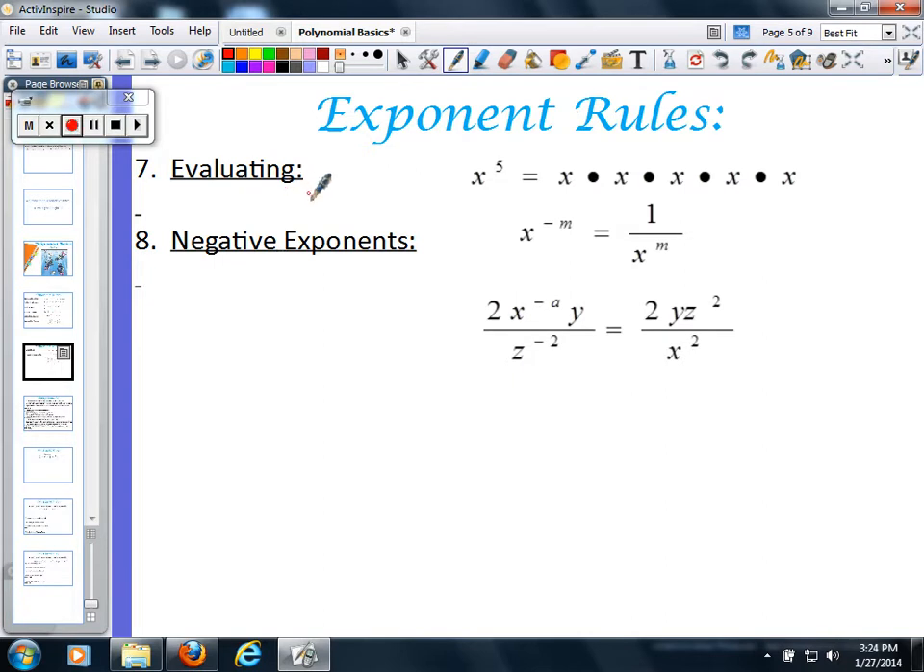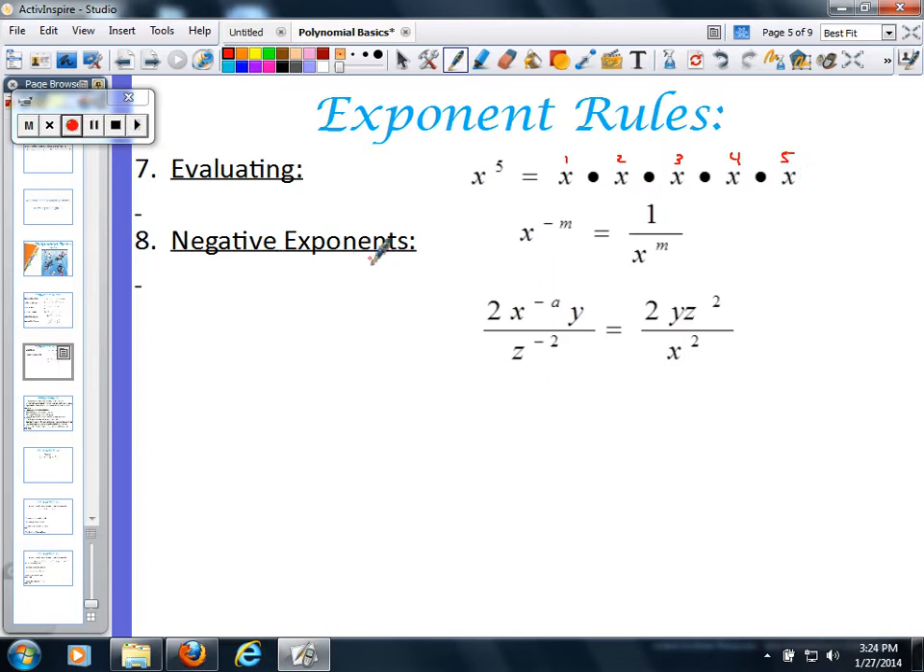So the 7th exponent rule is just for evaluation. If you have x to the 5th power, that means you're multiplying x by itself 5 times. So there'd be 1, 2, 3, 4. I have 5 x's and I multiply it by itself 5 times.